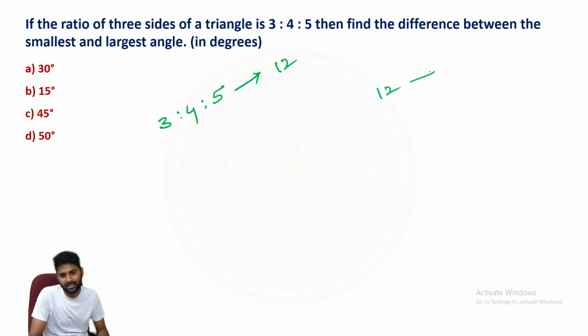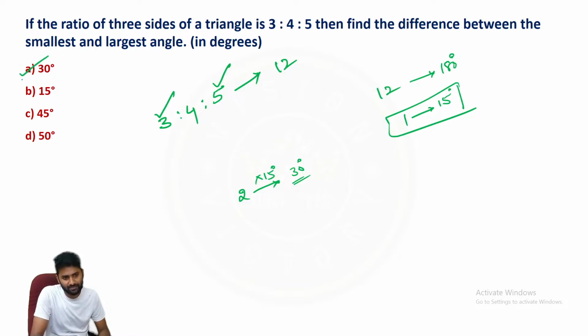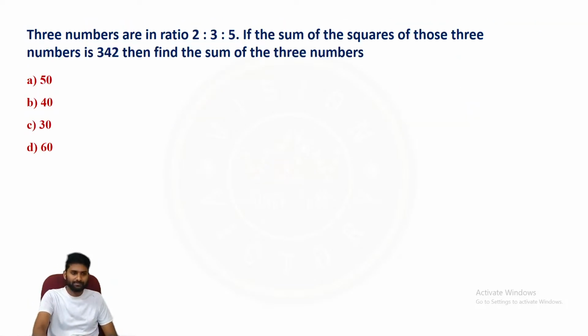Now here the comparison. If 12 units is equal to 180 degrees, then each unit is exactly equal to 15 degrees. Here the question, find the difference between smallest and largest. Now see, smallest is 3 units, largest is 5 units. Now how much of a difference can you see? 2 units. And you know that each unit is equal to 15 degrees, then 2 units is equal to 30 degrees. 30 degrees is the correct answer. It's very good. Good.